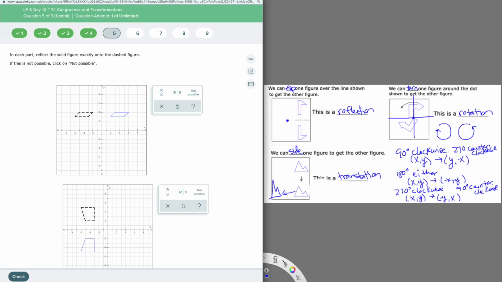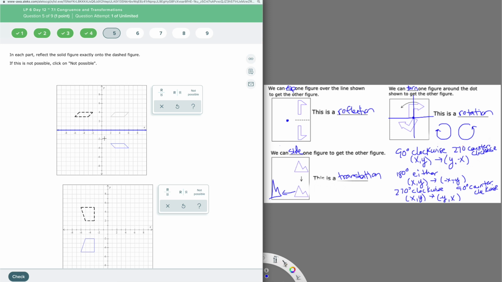All right, so now we're going to do that same thing. We want to try to reflect the blue image onto the dotted image. So if I want to reflect, it looks like I'm reflecting this way. Let's try it. So I'm going to go like this. Well, that's not quite perfect. That wouldn't work. I'd need to do more, and I don't think I could because it's only going to let me do one reflection here.